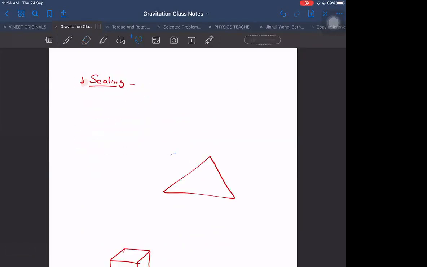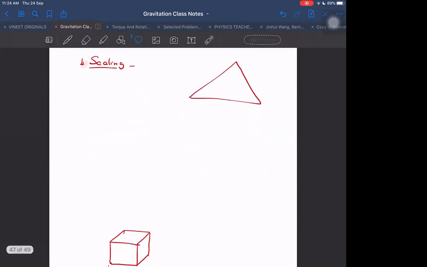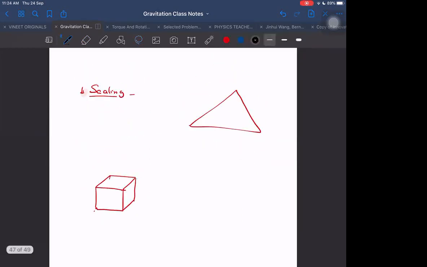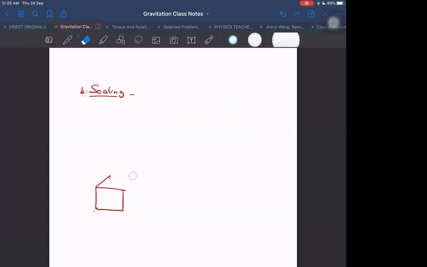Next we have this one here. So scaling means if I give you the field due to one cube at certain place, and I ask you what will be the field at maybe that place if the cube is doubled or tripled in size, that kind of question we call as scaling questions. So we will scale up the things and we will find out what will be the result after scaling up the things.